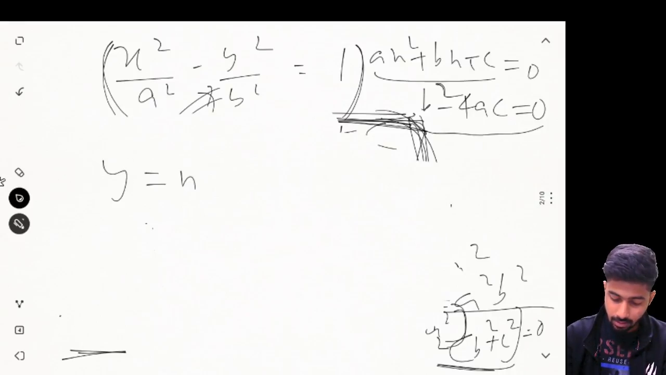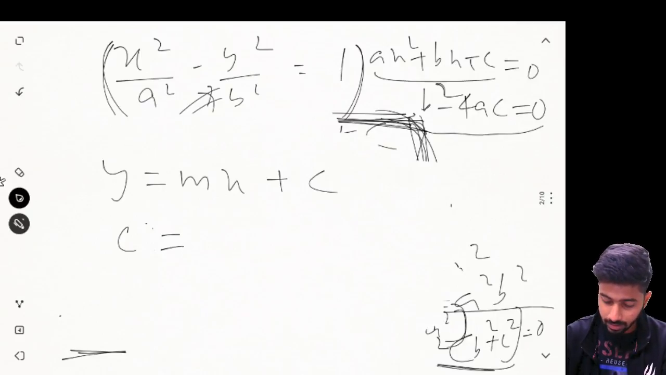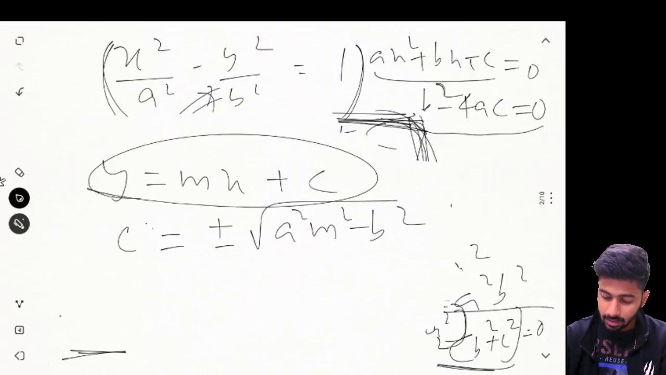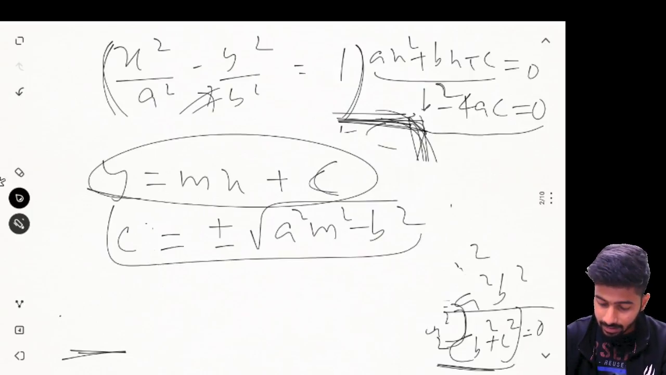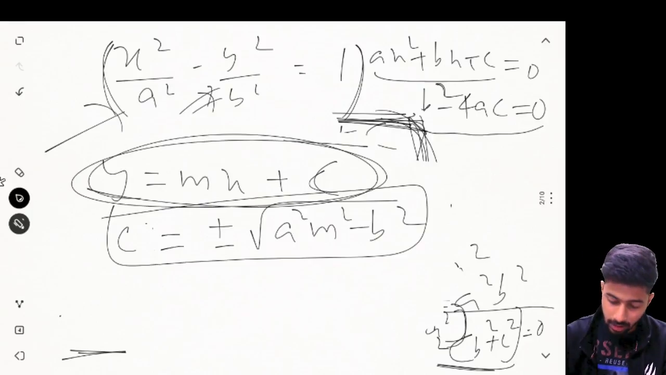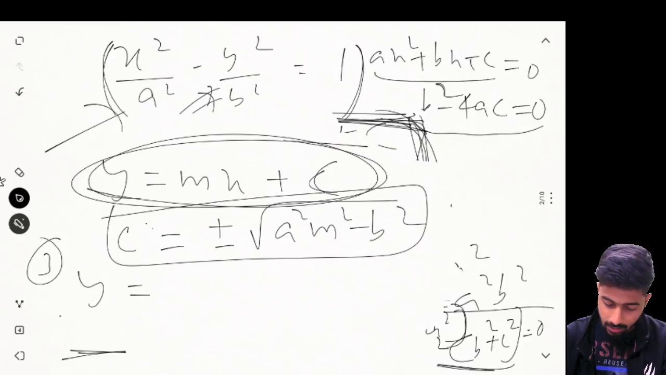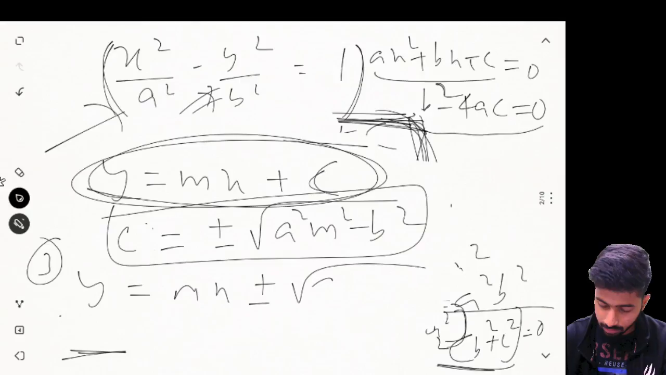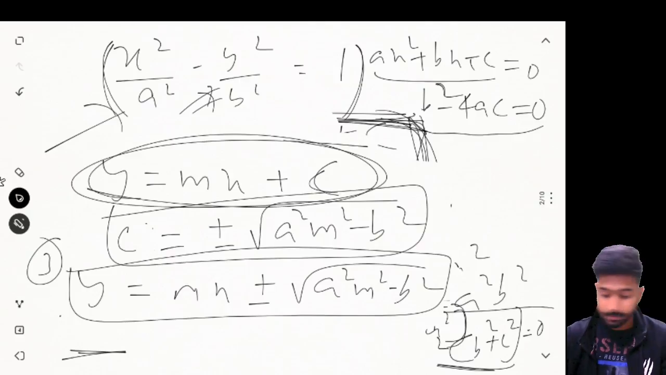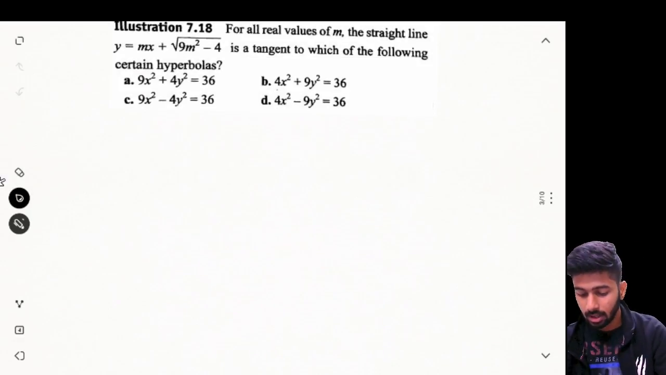So you'll have y is equal to mx plus c, where your c will come out to be, when you place it in, plus or minus under root a square m square minus b square. So if you have a straight line like this, such that your c is this, only then will this straight line be a tangent to this curve. That is what you have to understand. So the third form of tangent is this: y is equal to mx plus or minus under root a square m square minus b square. This is the third form of the tangent. So we have understood all the three forms. Hopefully, we can now move on to discussing problems.